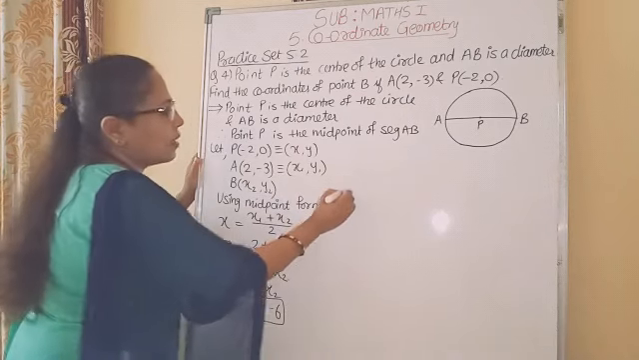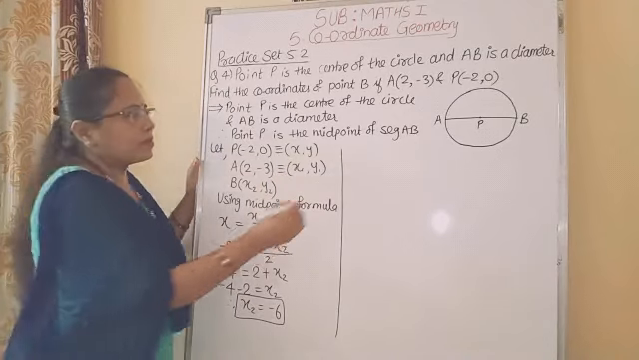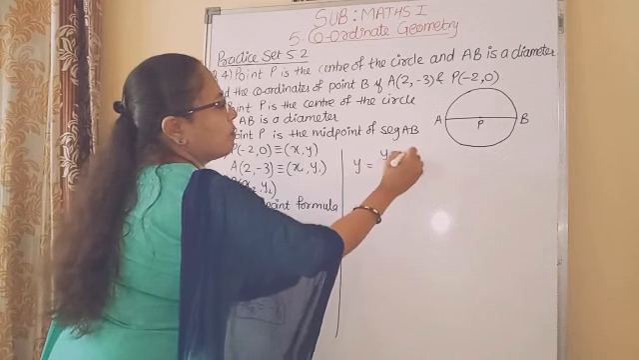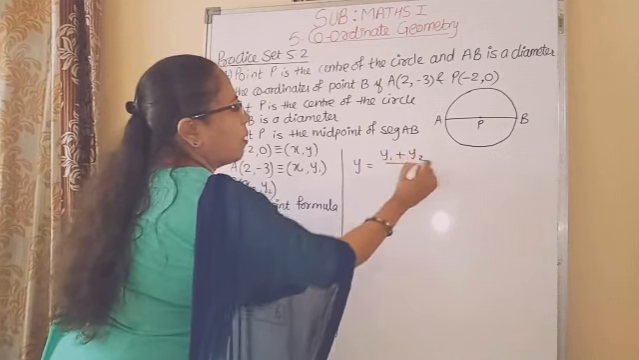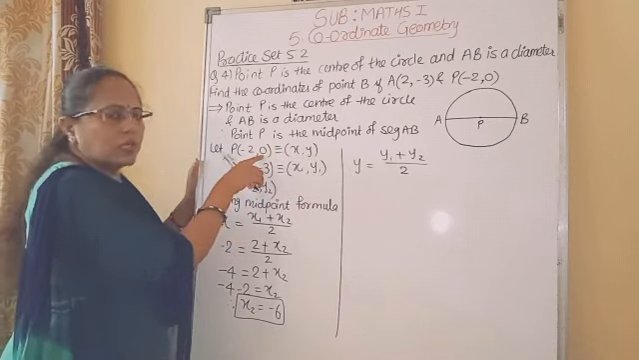Okay. Now, the same way we will find the y coordinate. So, for that we will use the formula y is equal to (y1 plus y2) upon 2. y is equal to 0.